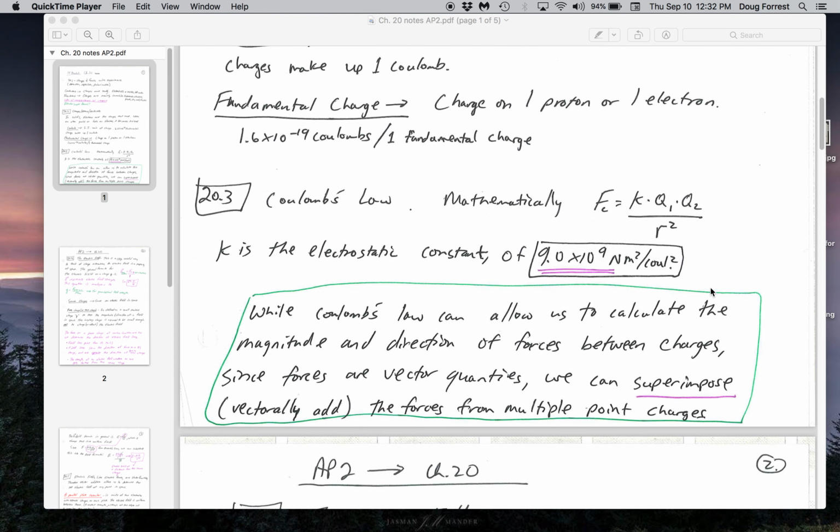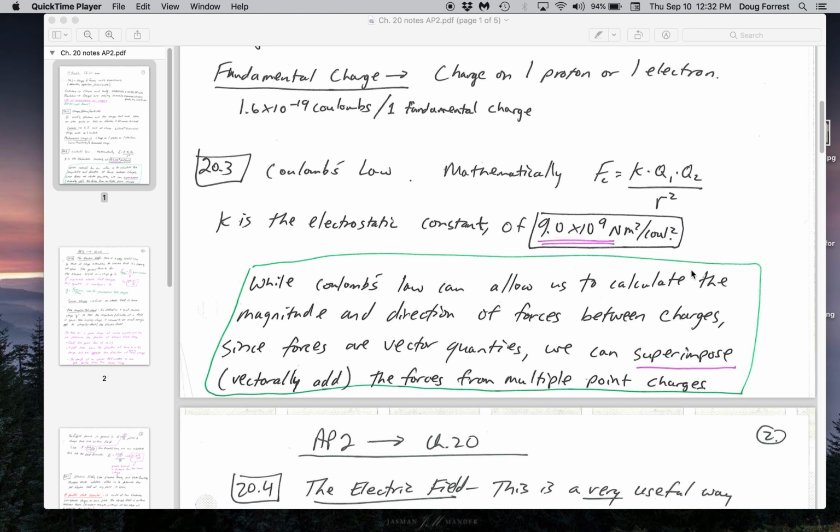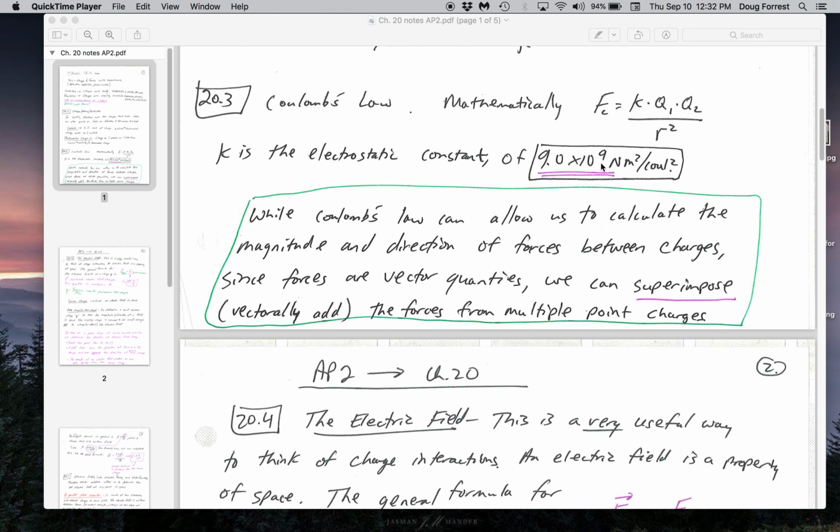In section 20.3, it talks about Coulomb's law, so that's the mathematical representation listed here. It should look a lot like gravitational attraction, Newton's law of universal gravitation, except that here we have a different constant, and instead of masses, we have charges. This constant, k, is known as the electrostatic or Coulomb constant, 9.0 times 10 to the positive 9th. Some places I've seen around 8.99 times 10 to the positive 9th. Units are newton meters squared per coulomb squared.